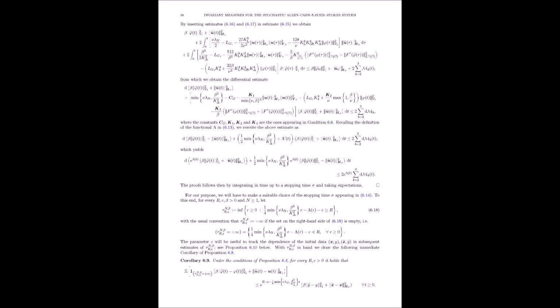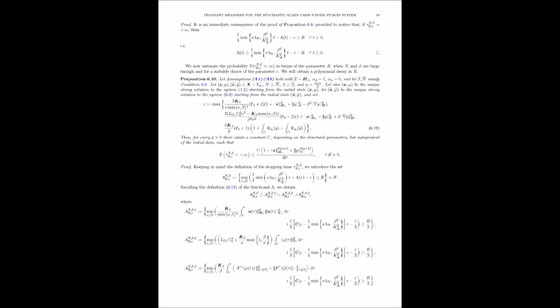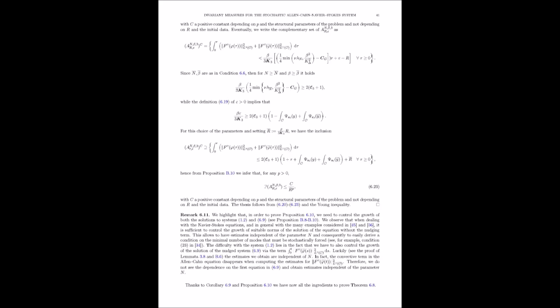But wait, there's more. Remember, our system wants to settle down. It's highly dissipative. But the randomness is constantly stirring things up. So it's really hard to prove if there's only one invariant measure, a unique fingerprint for the system. Right. It's like trying to find just one stable pattern, but the system's always being shaken around. Precisely. So to deal with that, the researchers use a tool called Foias-Prodi estimates.